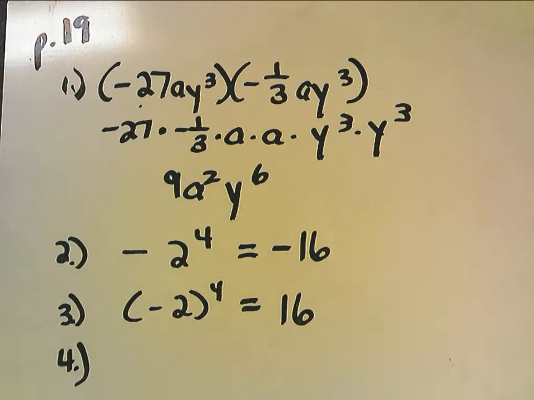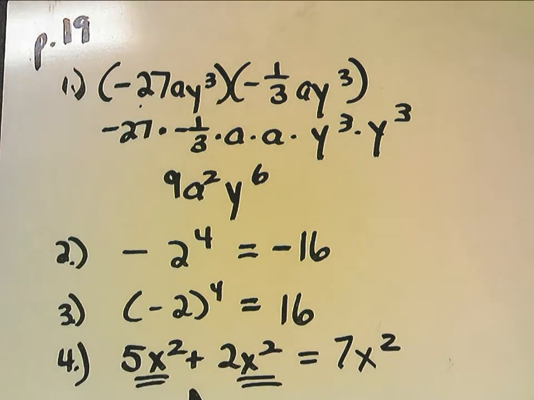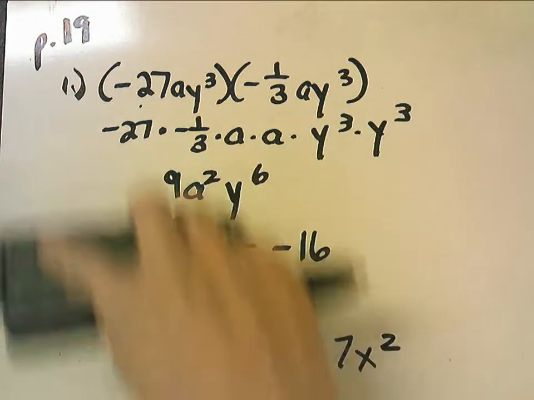Okay, number 4. This is 5x squared plus 2x squared. These are like terms. This is addition. So the rules that we've learned of exponents do not apply to addition. So when it's like terms, you just add the coefficients and you leave the x squared alone. So you're adding 5 of these things called x squareds plus 2 of these things called x squareds, and you end up with 7 of these things called x squareds. It's not x to the 4th.